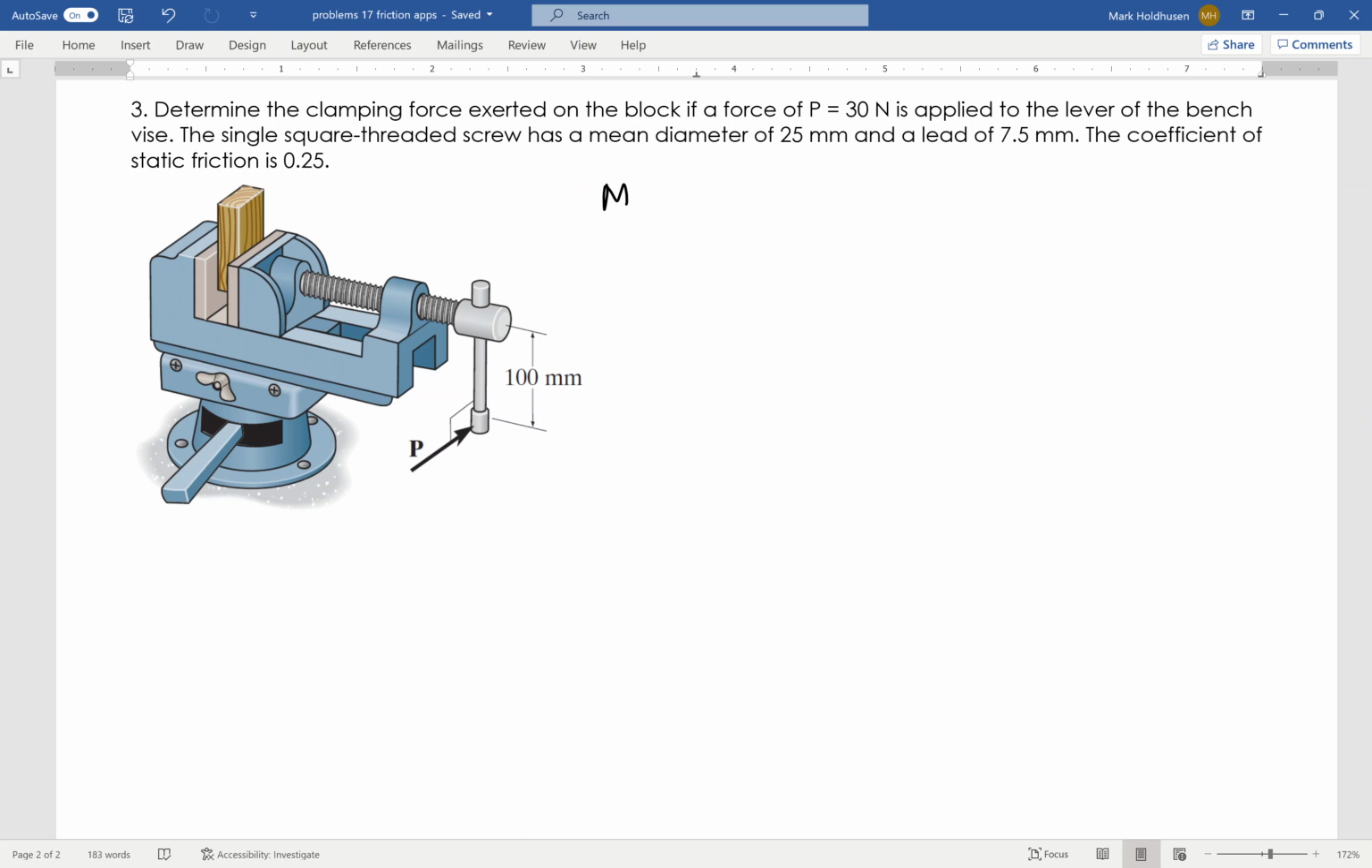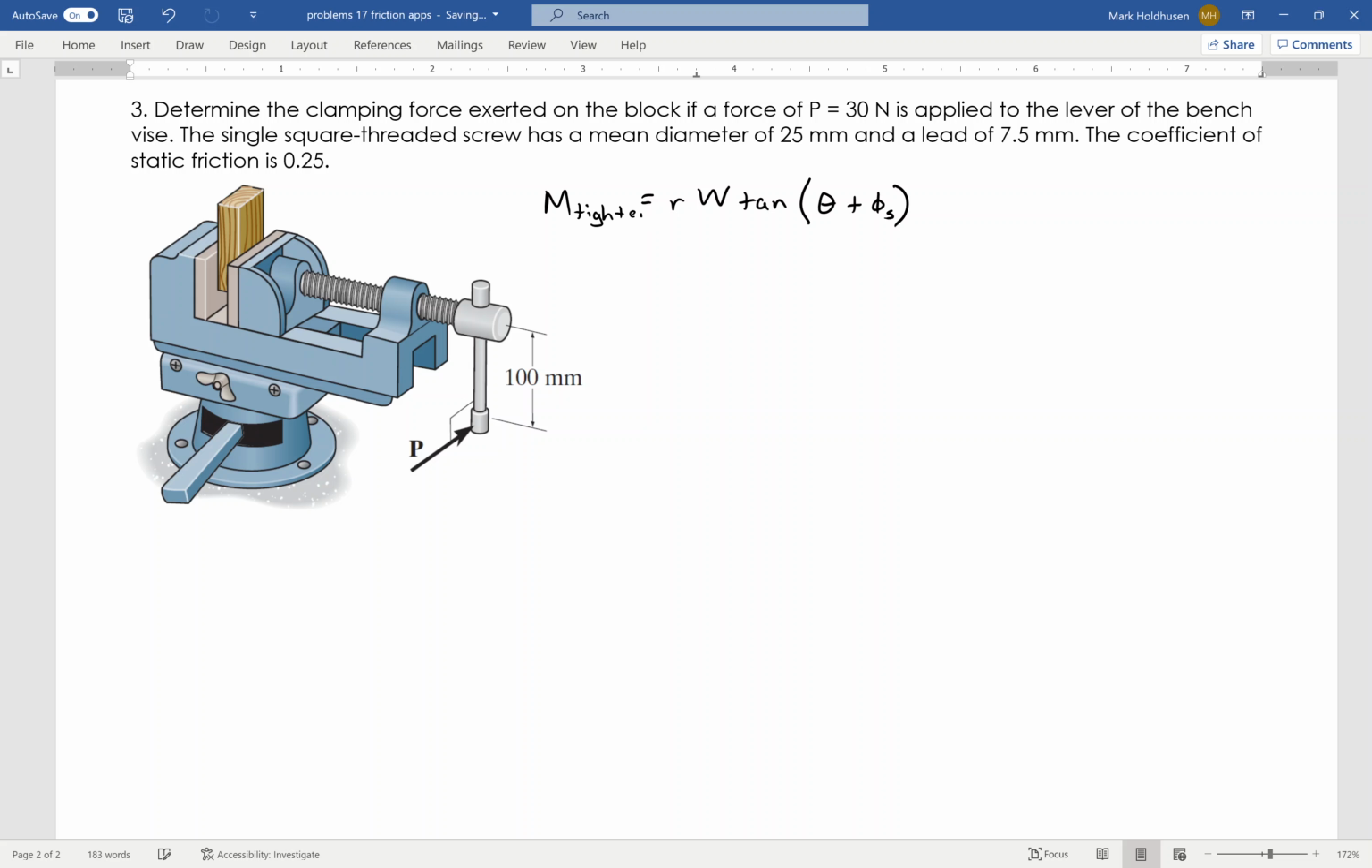I know the moment necessary to clamp this, to tighten this down. The tightening moment is R W tangent of the lead angle plus the friction angle. So before I move on and talk about each of these, this is the equation I use. This is for tightening, okay? Maybe I just go ahead and say M tighten.